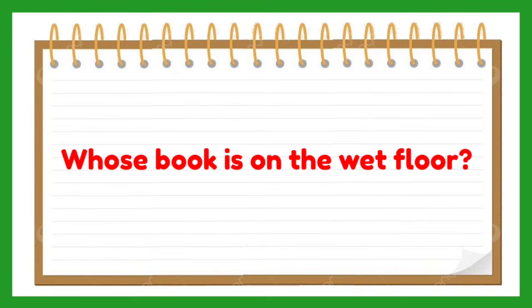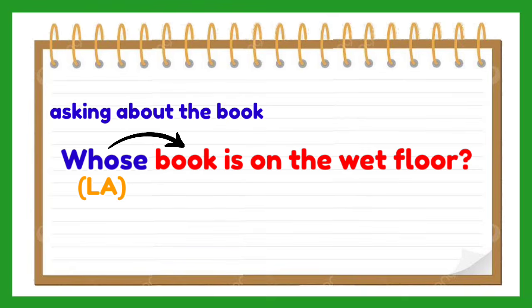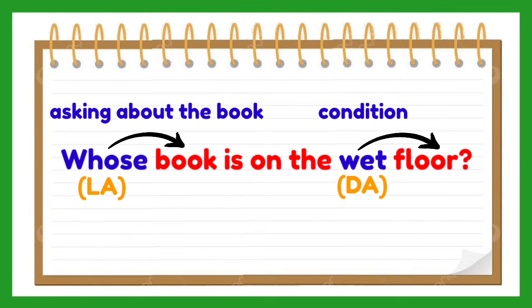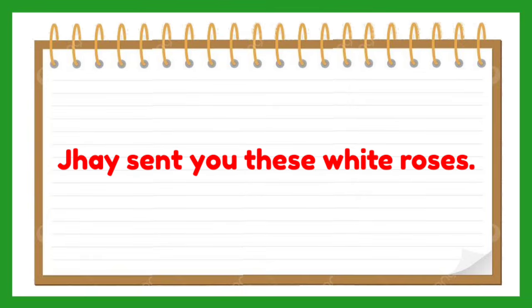There are two adjectives in the sentence. The first one is whose. It is a limiting adjective. It modifies the noun book by asking a question. And the other one is wet. It describes the noun floor. It tells the condition of the floor. Okay? Next. Jay sent you these white roses.